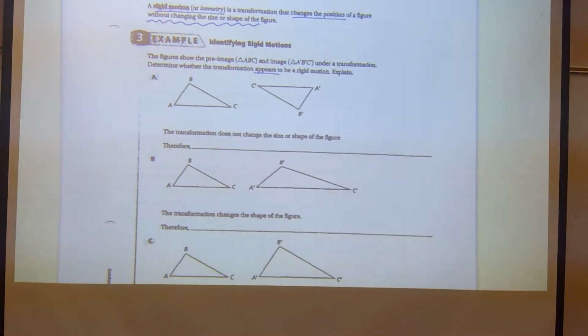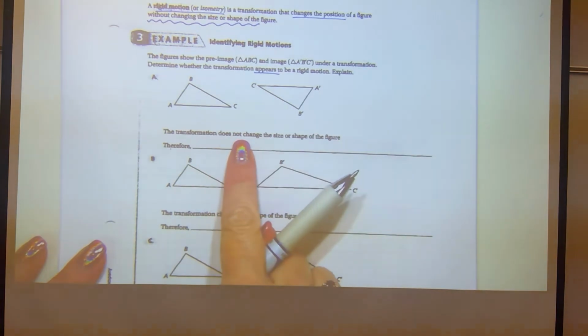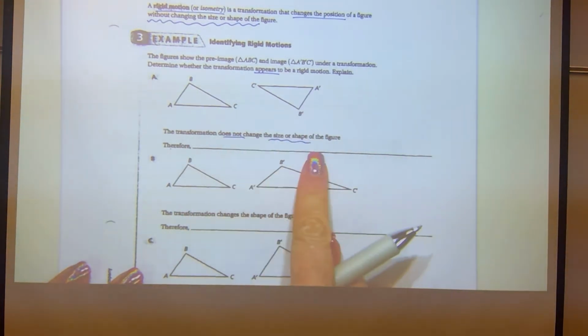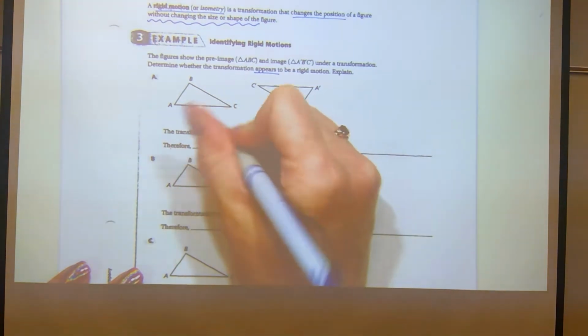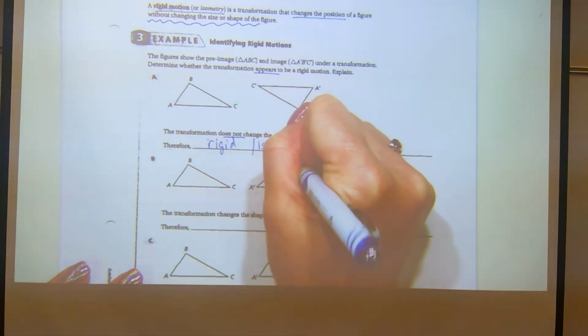Now, we're not given any measurements. We're not asked to do any measurements. So we're doing it completely by eyeballing these figures, these shapes. On A, though, we are told that the transformation does not change the size or the shape of the figure. And based on that information, we know that it is a rigid transformation or an isometry.